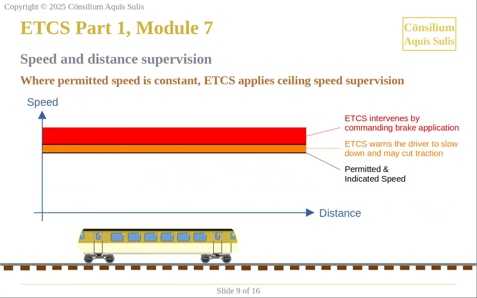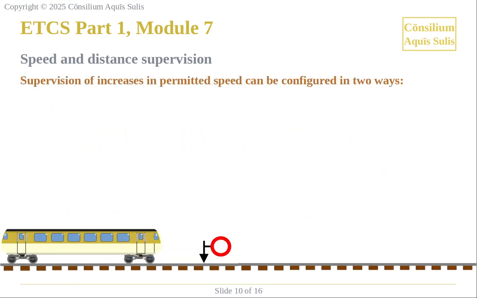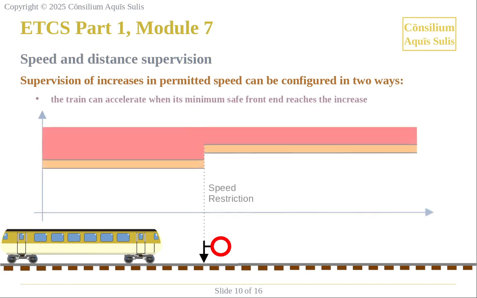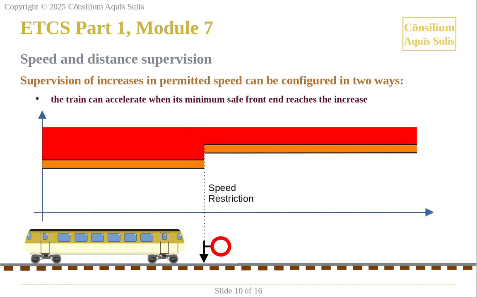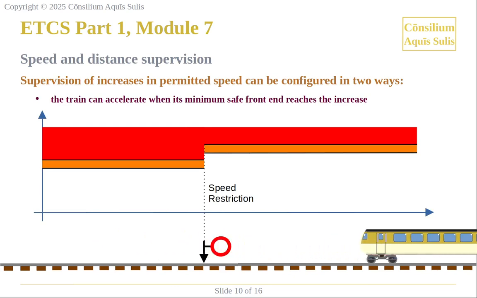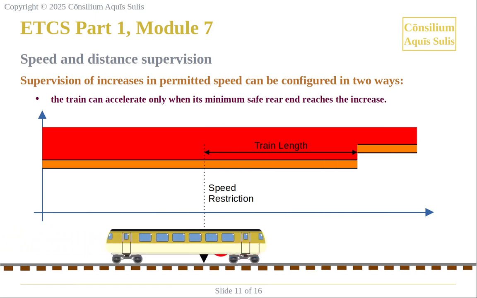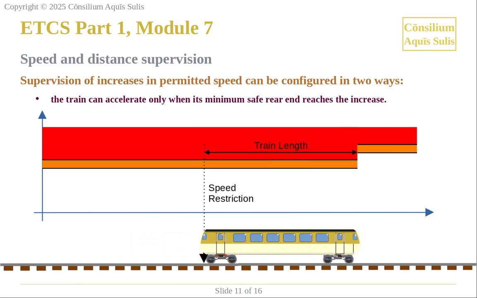Where permitted speed is constant, ETCS applies ceiling speed supervision. Supervision of increases in permitted speed can be configured in two ways. The train can accelerate when its minimum safe front end reaches the increase. The train can accelerate only when its minimum safe rear end reaches the increase.